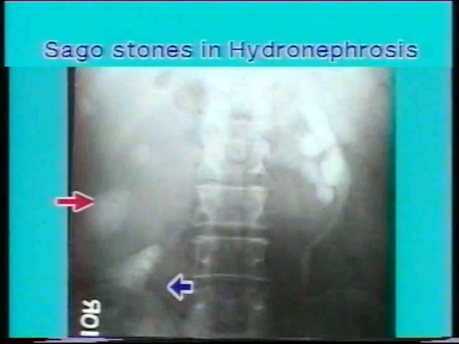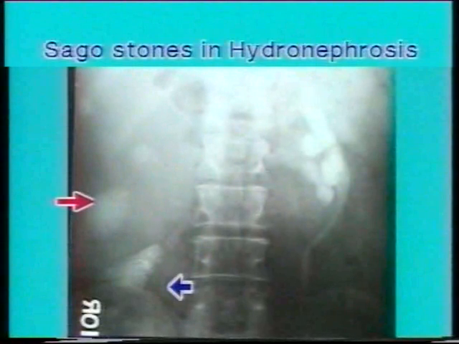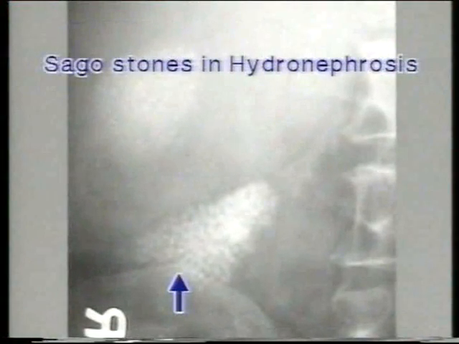This X-ray shows a large number of small, smooth and rounded stones termed as sago stones. They are formed in a hydronephrotic sac.